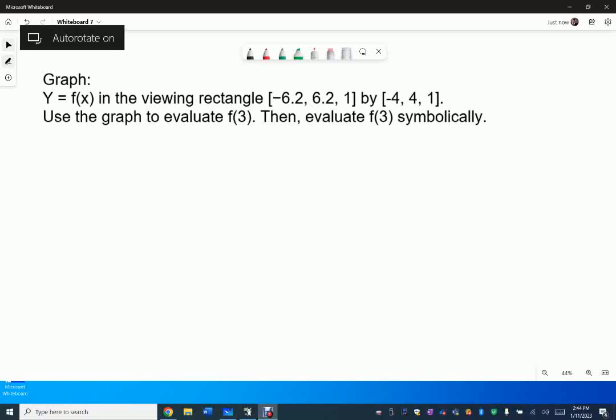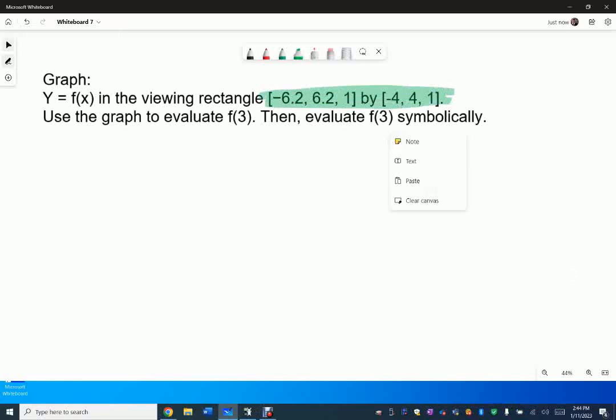Okay, so you are asked to graph and you are given a graphing window. Let's talk about what that graphing window represents. A viewing rectangle on the graphing calculator is telling me some information. So let's start with an actual equation that we can work through this example with.